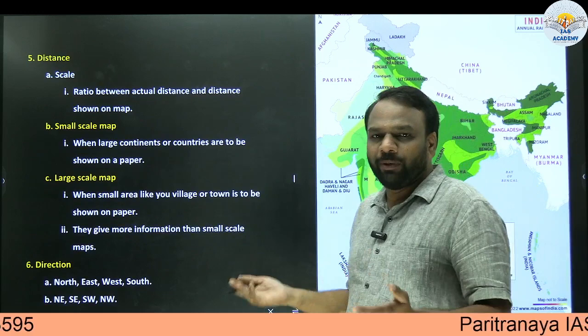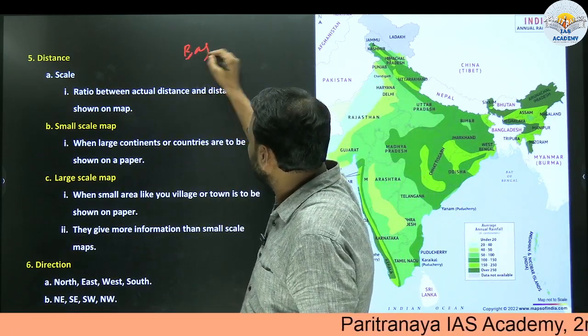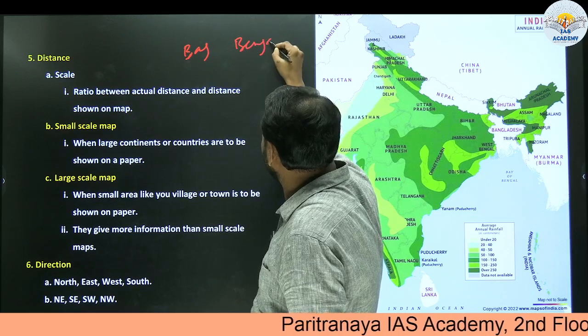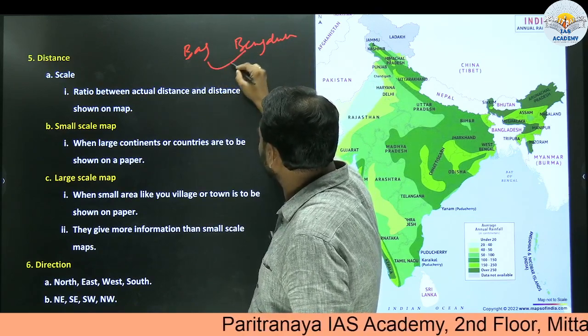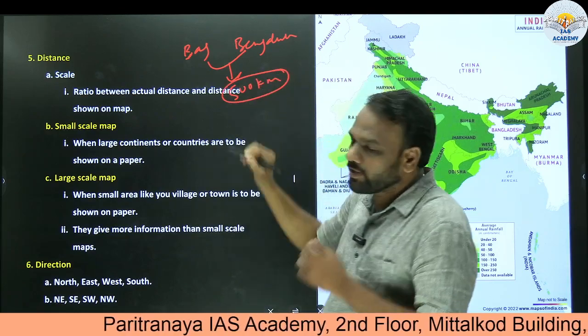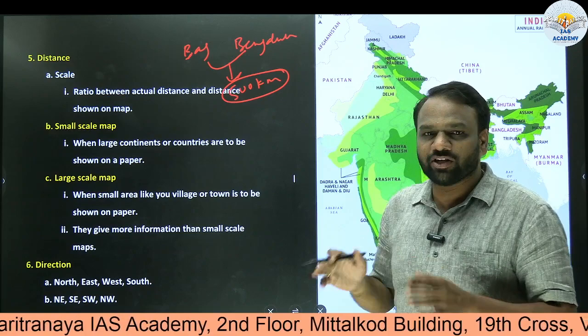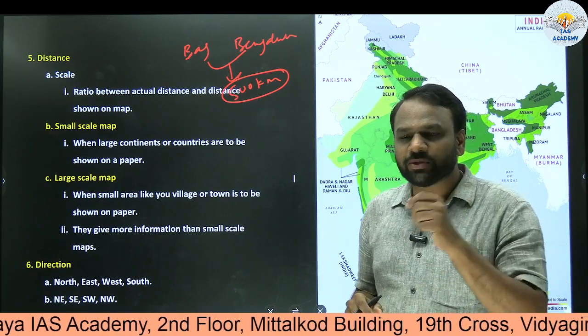Because let us assume there are two places, Bagalkot and Bangalore or Bengaluru. The distance is approximately, let us assume, 500 kilometers. This 500 kilometer actual distance cannot be represented on a map. So what we'll do, we use a scale.